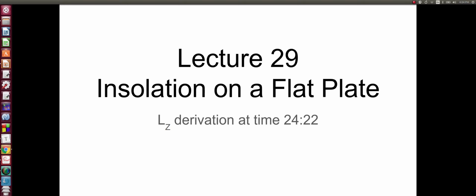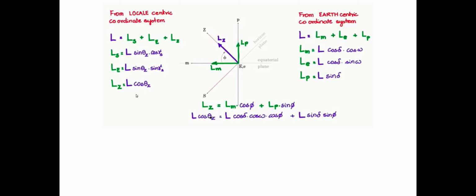In this video, I'm going to clarify a derivation that was done in lecture 29 at around time 24 minutes and 22 seconds. This was a derivation of L sub z, which represents the component of the insolation vector along the zenith axis. Here's a diagram that was given in the lecture that expresses the insolation vector in the local centric coordinate system on the left and in the Earth-centric coordinate system on the right.